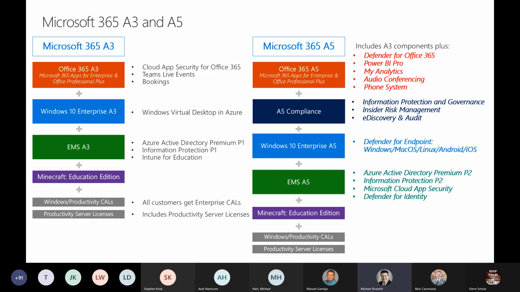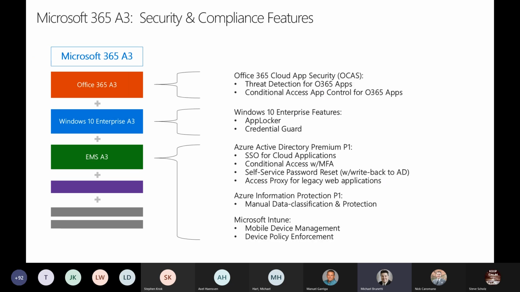But we're going to dive in further to talk about the specific security and compliance features of each one of these. I'll start with A3. And specifically in Office 365 A3, you have Office 365 Cloud App Security, or sometimes referred to as OCAS, right? This is our Cloud App Security broker limited to just Office 365 workloads.